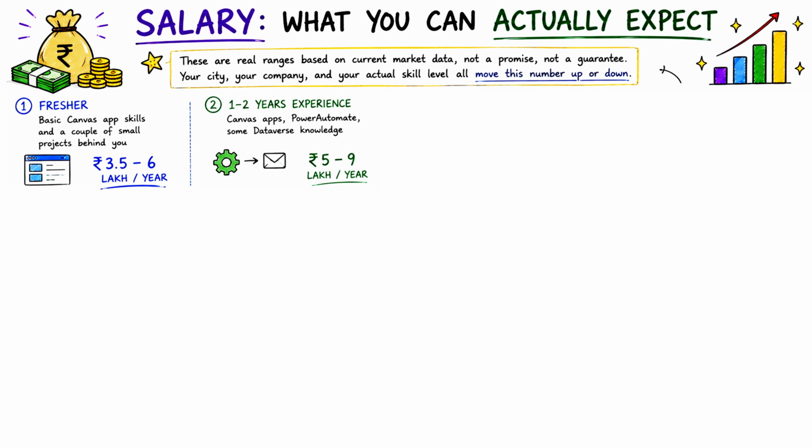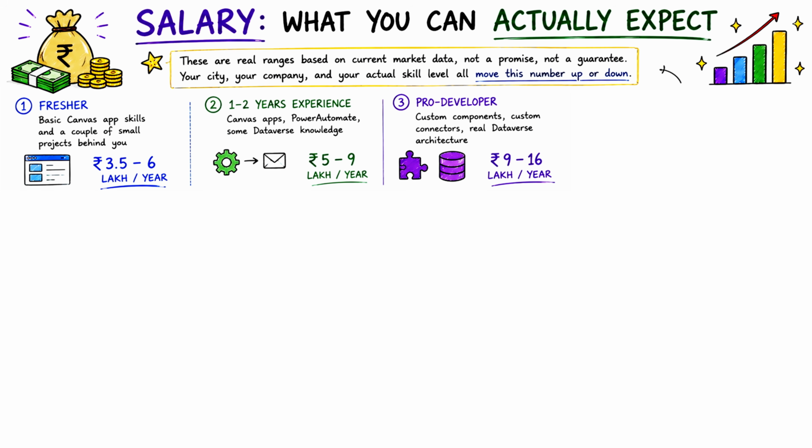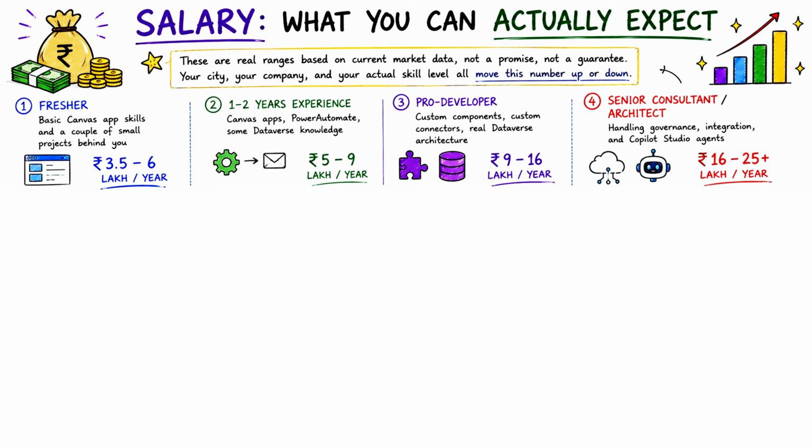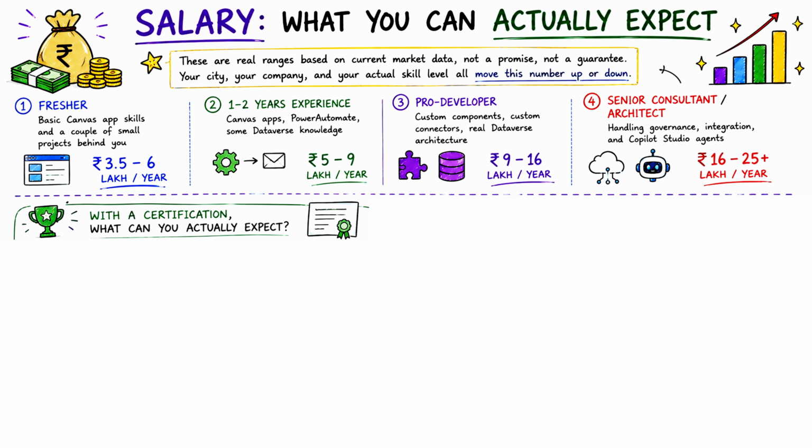With 1 to 2 years of experience, Canvas apps, Power Automate, and some database knowledge, that moves to around 5 to 9 lakhs. And once you add pro developer skills like custom components, custom connectors, and real database architecture, you step into the 9 to 16 lakhs range. And senior consultants and architects handling governance, integration, and Copilot Studio agents are closing 16 to 25 lakhs, with specialists going even further. Now here's the part I really want you to know.